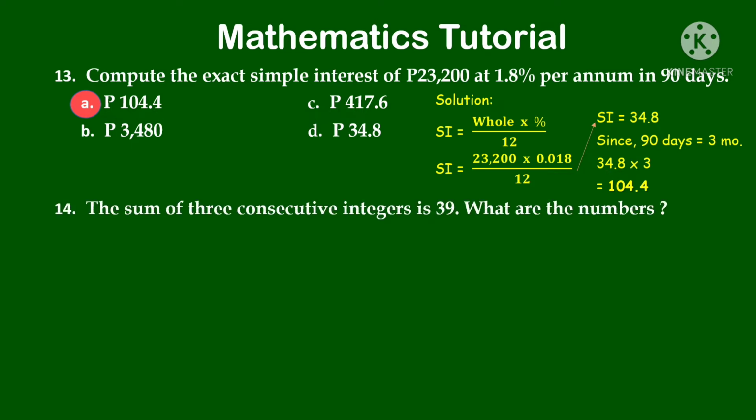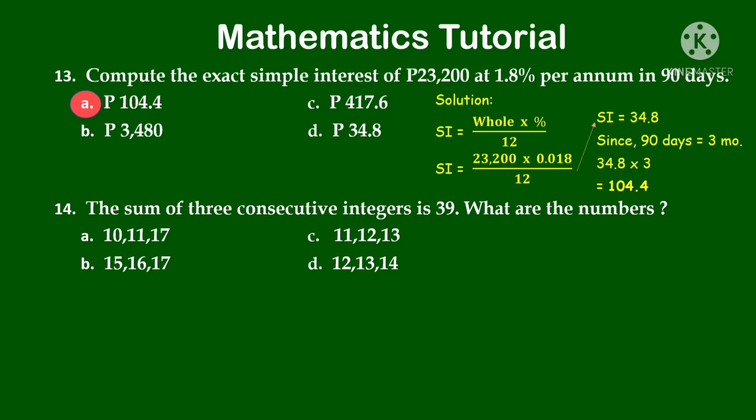Number 14. The sum of 3 consecutive integers is 39. What are the numbers? A, B, C, D. Now, in this problem, ang pinaka madaling solusyon na pwede ninyong hanapan or makikita sa given options is to add the last digit of every given. So let's say letter A, 0 plus 1 plus 7 is 8. So 39, hindi 8 ang dulo niya. So eliminate mo kaagad si letter A.